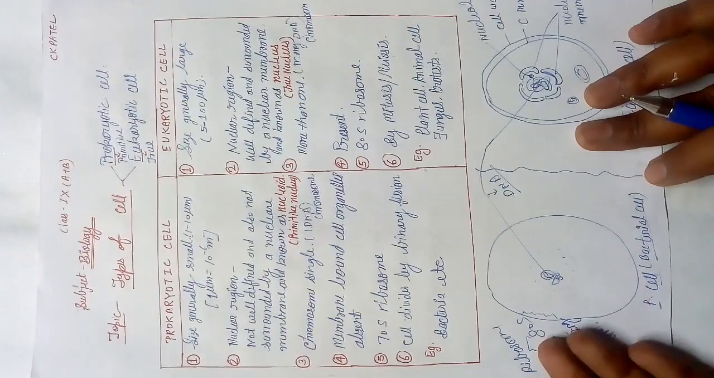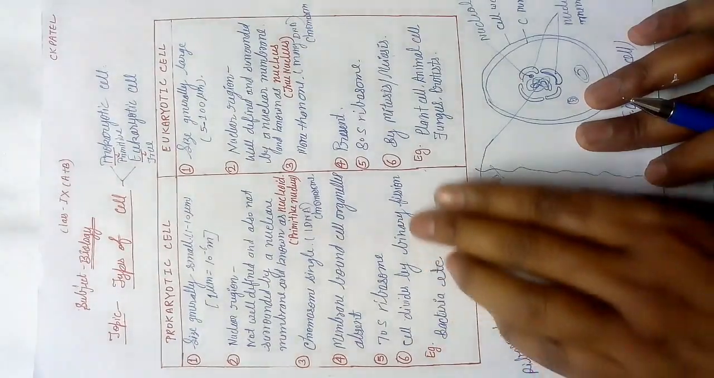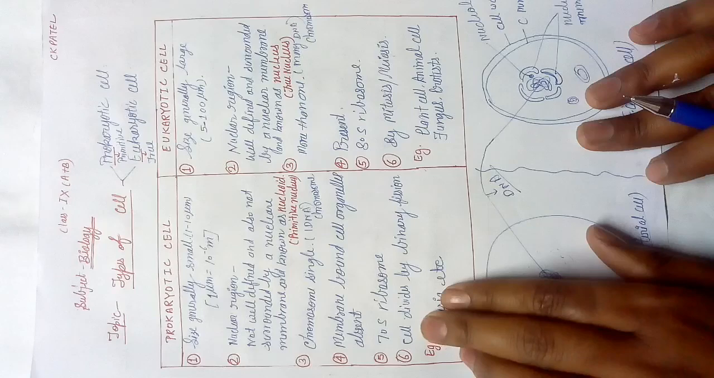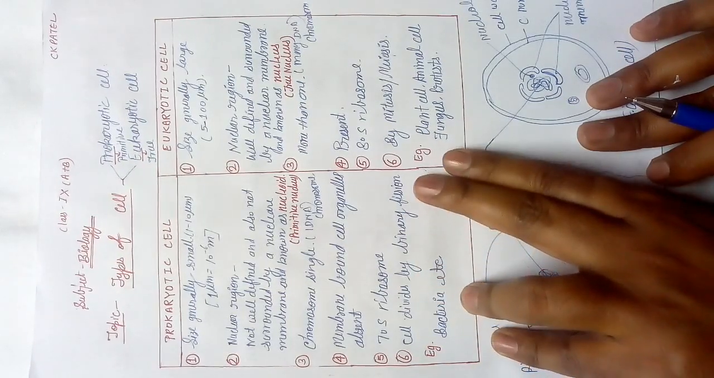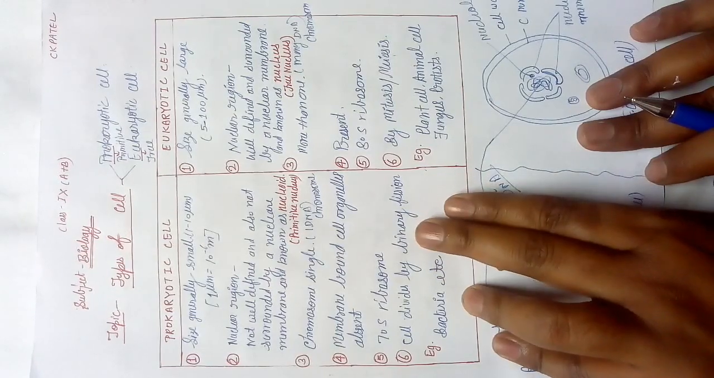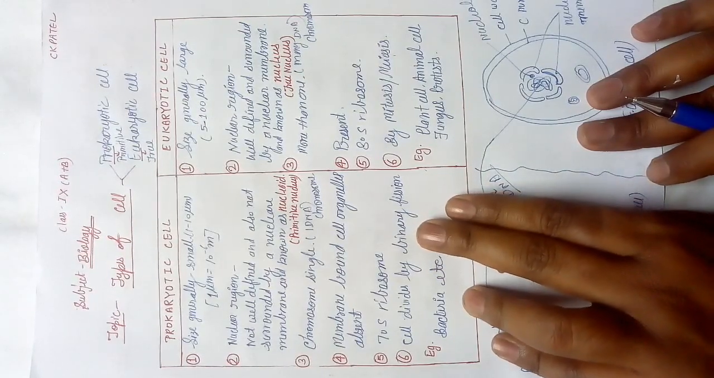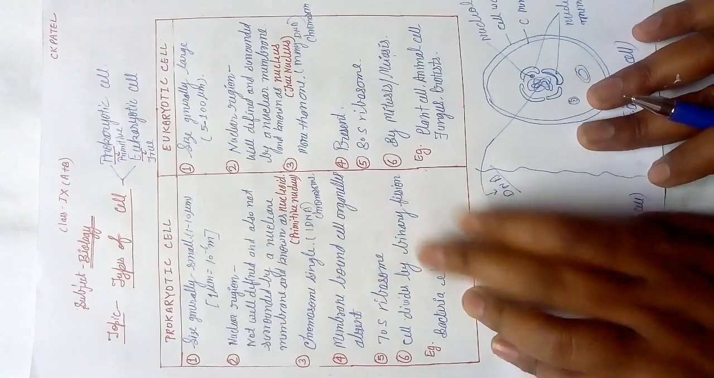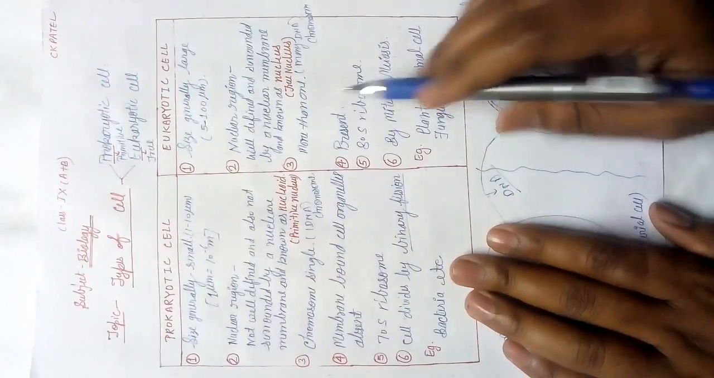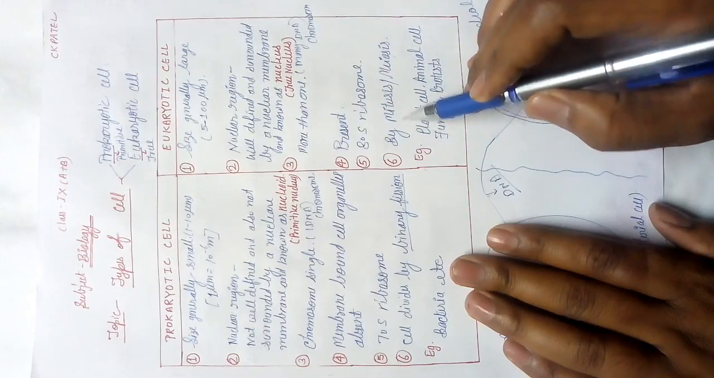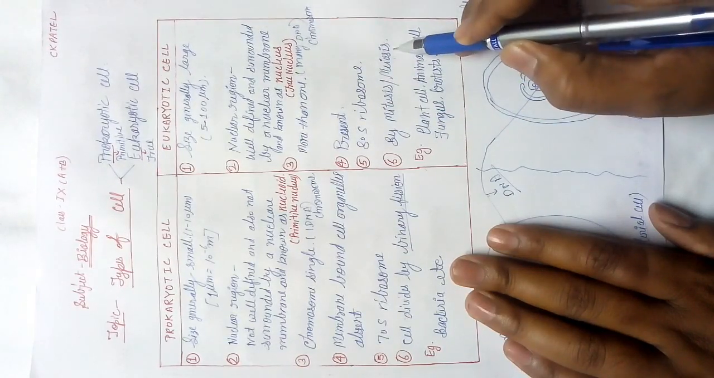Okay, we will discuss later about it. 70S and 80S. This next difference is that the cell divides by binary fission, and binary fission is a kind of mode of asexual reproduction. Here, the eukaryotic cell can divide by mitosis or meiosis.